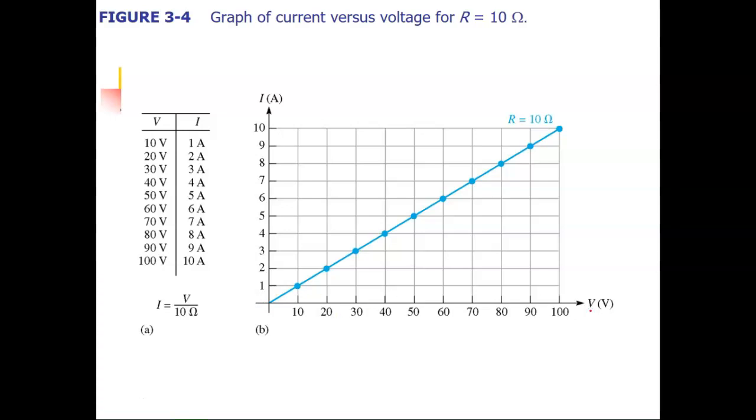So here's the way to prove it. I've got my voltage on this run. I've got my current on this one. And I've got my resistance set at 10 ohms. So when my voltage goes to 10 volts, my current goes to 1. So they are in perfect proportion with each other.